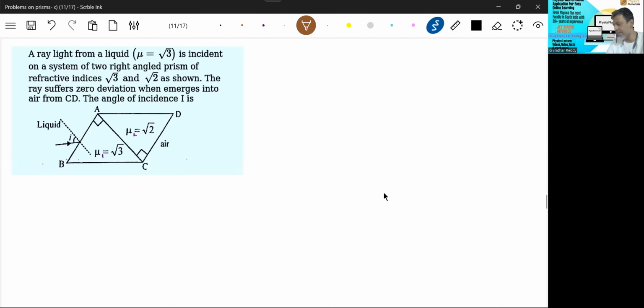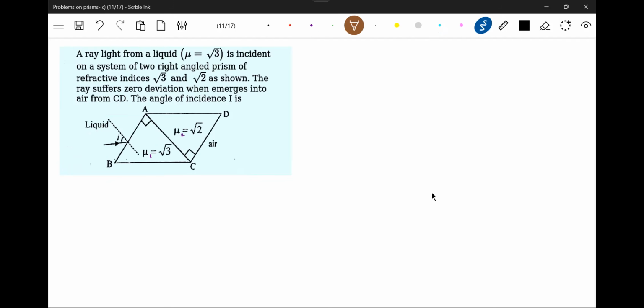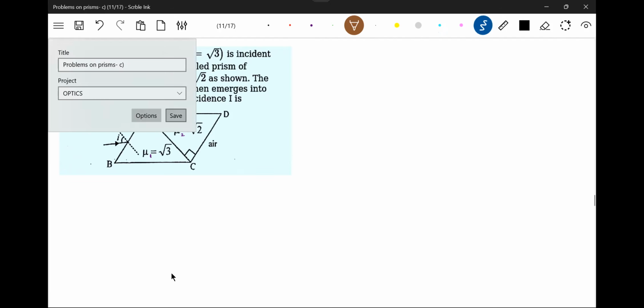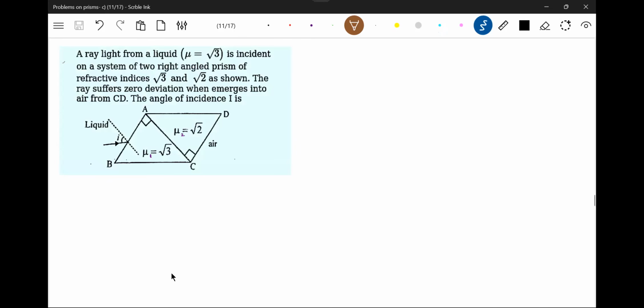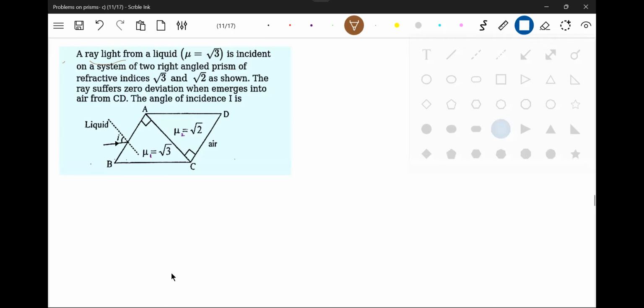Next, again, this will be a very good question. A ray of light from a liquid of mu equal to root 3 is incident on a system of two right angle prisms. The ray suffers zero deviation when it emerges into air from CD. Let me draw the diagram.